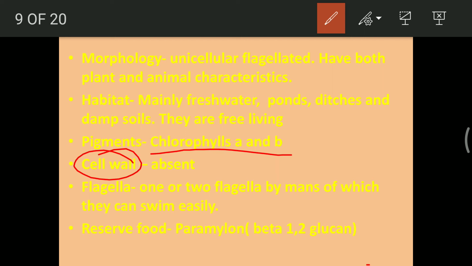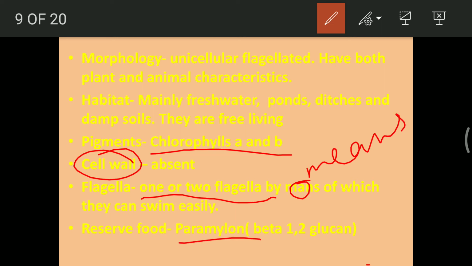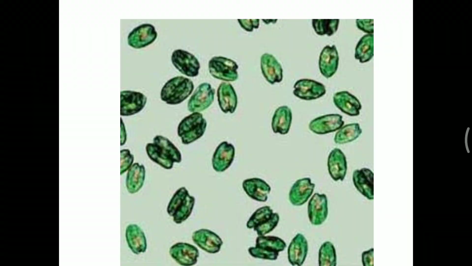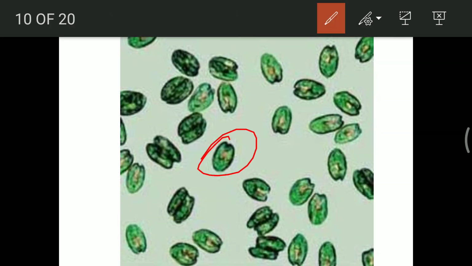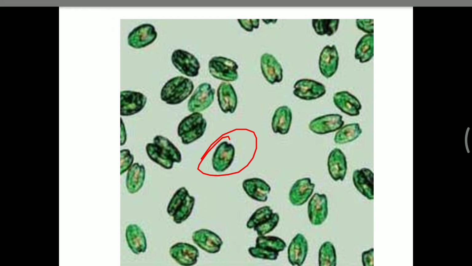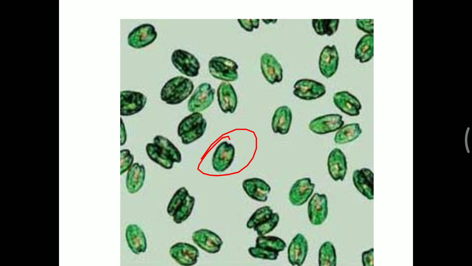Flagella, one or two flagella may be present, by means of which they can swim easily. Reserve food material is paramylon. Please learn this. It is made up of beta 1,3 glucan. This is the way they look if you have a microscopic view. If you take one of the organisms, it looks like a green alga, but they are not actually green algae. They are something completely different. They are protists because of the presence of flagella.